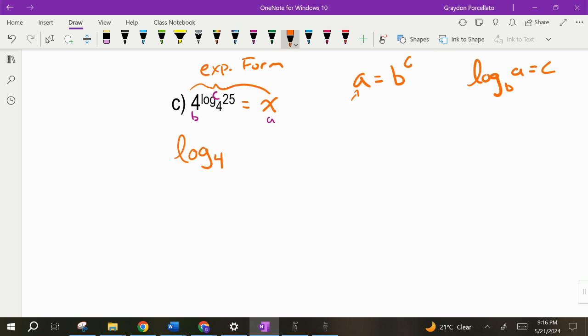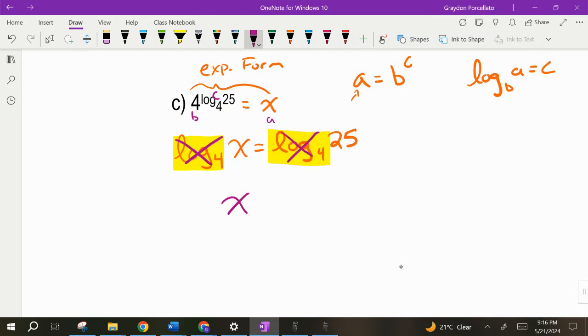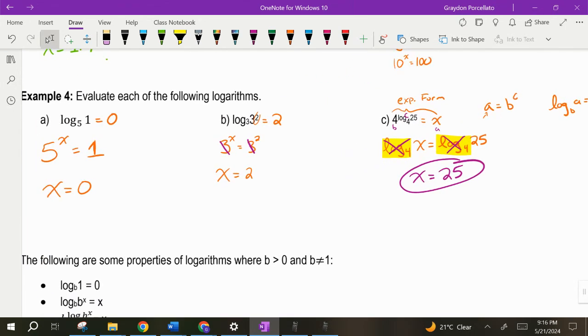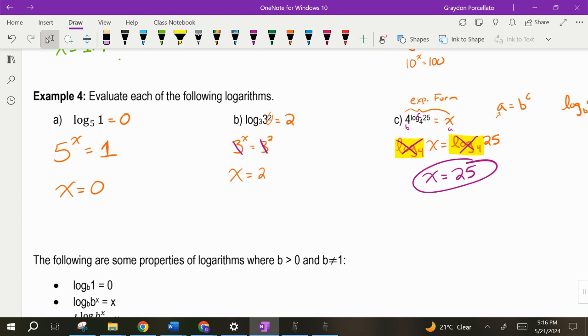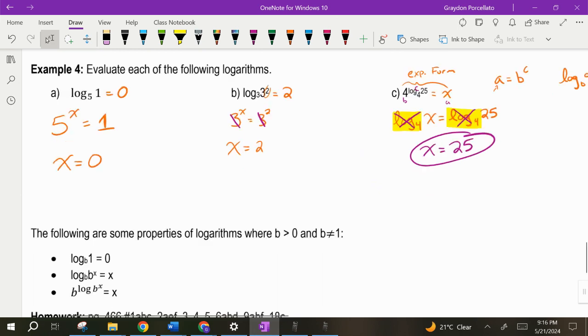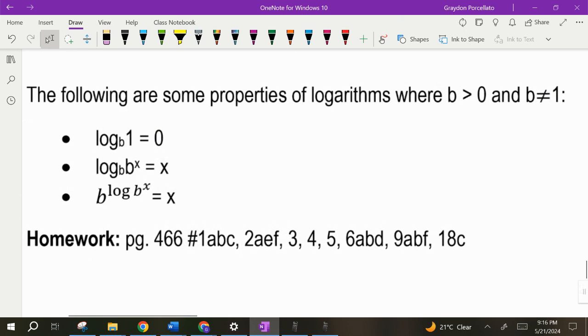So watch this one. The log base 4 of X is equal to log base 4 of 25. Notice that these two pieces are the same. Because those two pieces are the same, for these two things to be equal, x must equal 25. And so these three examples take us to our final point, which is these three properties.